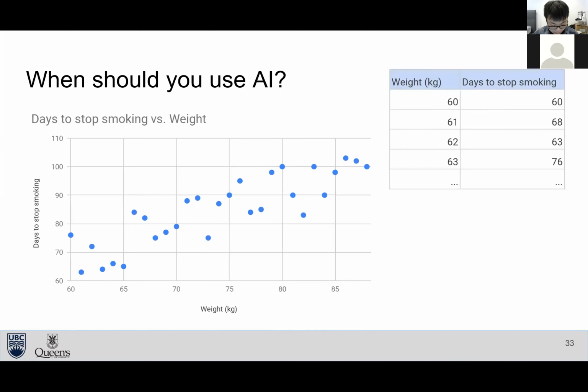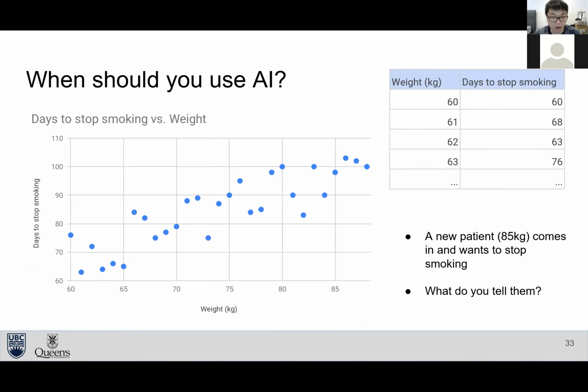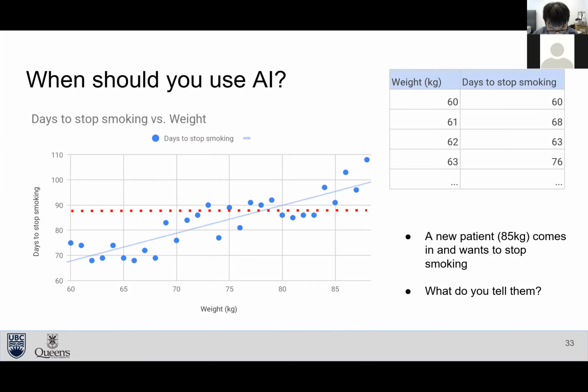So here's an example. This is a plot of weight compared to days to stop smoking. And say a new patient comes in and wants to start smoking, and this is the data you have. Well, what do you tell them? Should you use AI to extrapolate this data? Should you use a basic linear regression? Should you just use a linear fit? Well, there are many methods to do this. For instance, this is just a linear regression, fitting a linear line to this plot. And then the classical statistical way is to extrapolate from this.